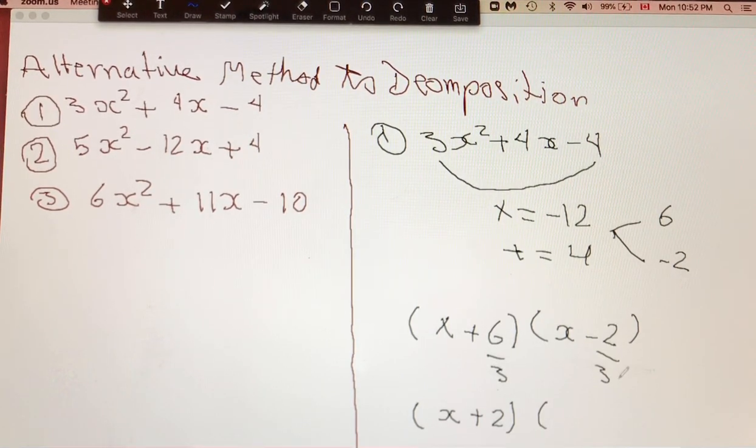But here you cannot divide 2 by 3, so what you do is take that 3 and stick it right by the x. So it becomes 3x minus 2. Close the bracket. This is the answer to the first question.